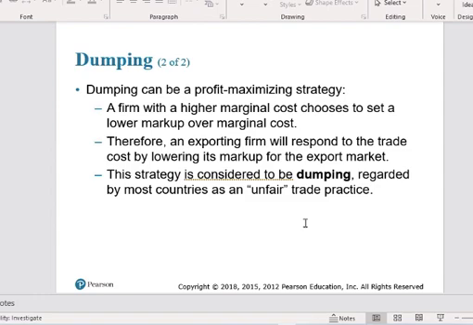And dumping can be a profit maximizing strategy. A firm with larger marginal cost chooses to set a lower markup over the marginal cost. Therefore, an exporting firm will respond to the trade cost by lowering its markup for the export market. So if they're facing trade costs, they will try to make less money and charge a lower markup, so that the good can be sold at a price in the foreign market.